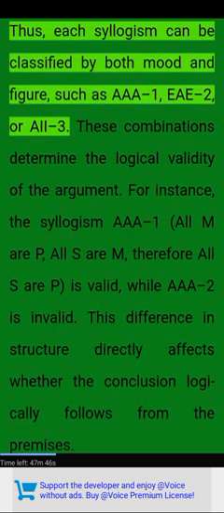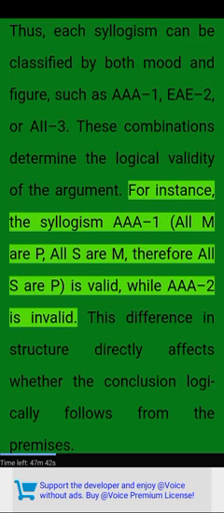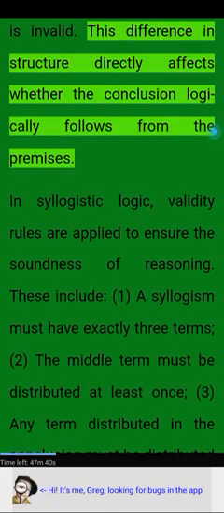Thus, each syllogism can be classified by both mood and figure, such as AAA1, EAE2, or AII3. These combinations determine the logical validity of the argument. For instance, the syllogism AAA1, all M are P, all S are M, therefore all S are P, is valid, while AAA2 is invalid. This difference in structure directly affects whether the conclusion logically follows from the premises.